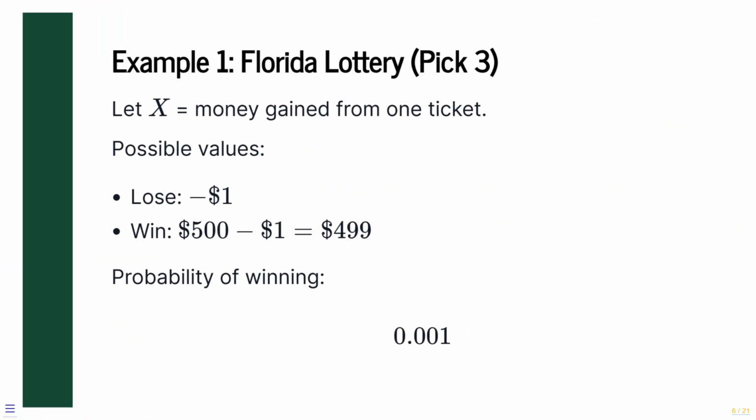Let's look at example 1 involving the Florida Lottery Pick 3 game. You pay $1 to play. If you lose, your net result is negative $1. If you win, the prize is $500, but after subtracting the $1 ticket cost, the net gain is $499, and the probability of winning is only 0.001. We define the random variable x as the amount of money gained per play.